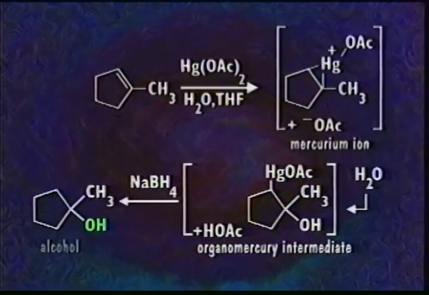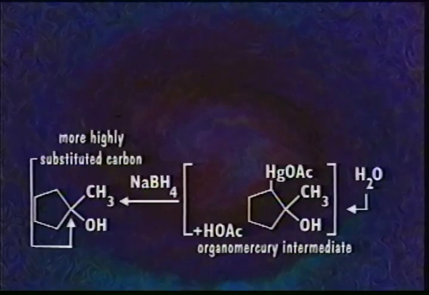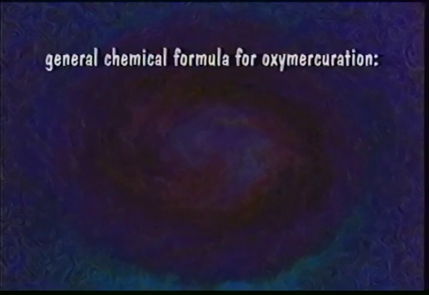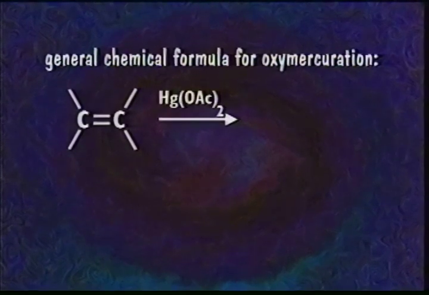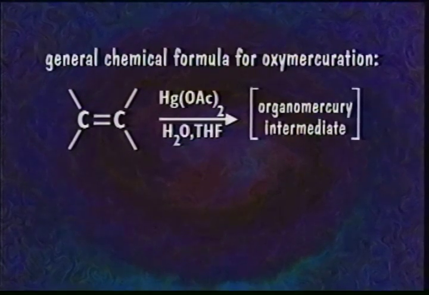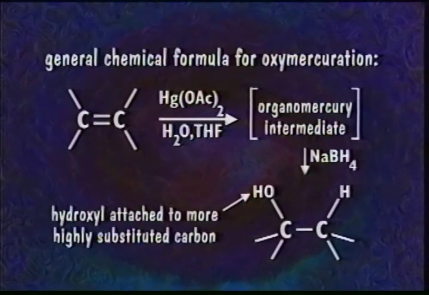The OH group is attached to the more highly substituted carbon, which is what we'd predict, knowing Markovnikov's rule and all. The general chemical formula for an oxymercuration reaction is: an alkene reacts with mercuric acetate and water in a tetrahydrofuran solvent to yield an organomercury intermediate. The organomercury intermediate is then treated with NaBH4 to yield the final product, which has a hydroxyl group attached to the more highly substituted carbon.